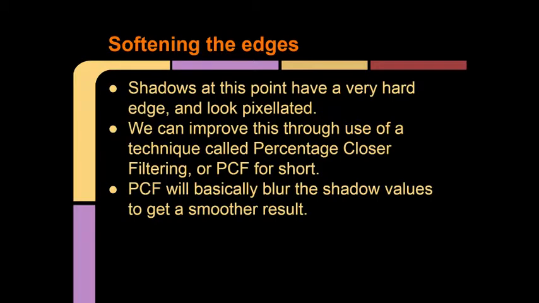Percentage closer filtering, or PCF for short, will basically have us blur our shadow results with our neighbors to create a smoother transition from areas in shadow to those not in shadow.